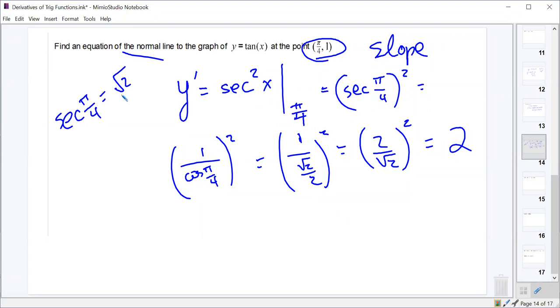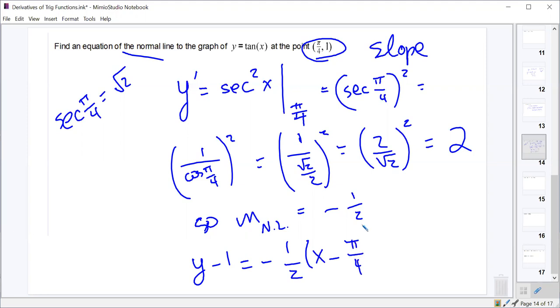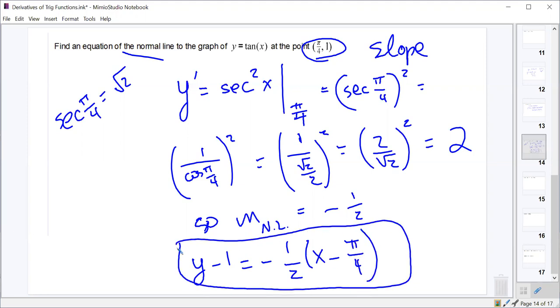So that's a value you should know, or at least should be able to find out really quickly. But we end up with the slope of the tangent line is equal to 2. If that's the slope of the tangent line, what is the slope of our normal line equal? -1/2. So when we plug this into point slope form, we should get y minus 1 equals -1/2 times x minus pi over 4. Everybody good with that? Everyone good there? No questions?